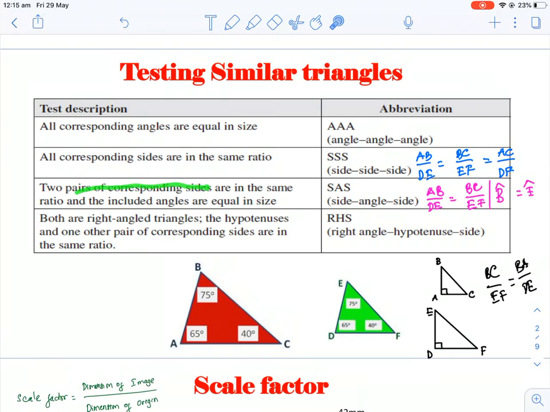The next one is when two pairs of corresponding sides are in the same ratio, and the included angles are equal. For example, if you have AB over ED equal to BC over EF like this, then you have to consider the angle in between the two sides, angle B, which has to be equal to angle E. With right-angled triangles, there is RHS: R for right angle, yes, they are right angles, so they have this one. And the ratio of the hypotenuses has to be equal to the ratio of one corresponding side. For example, if the ratio of the hypotenuses is BC over ED, then it has to be equal to AB over ED or AC over DF. You just need one pair of corresponding sides.